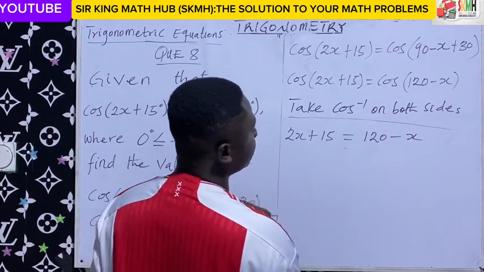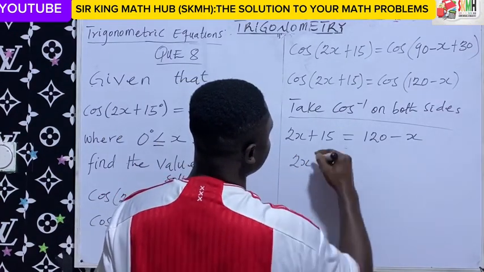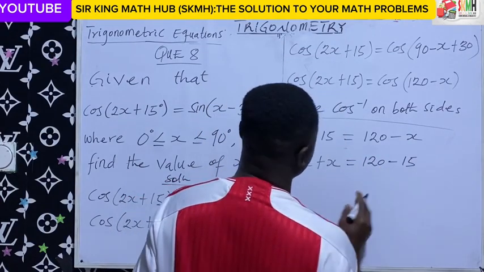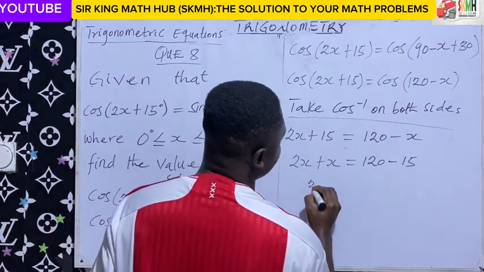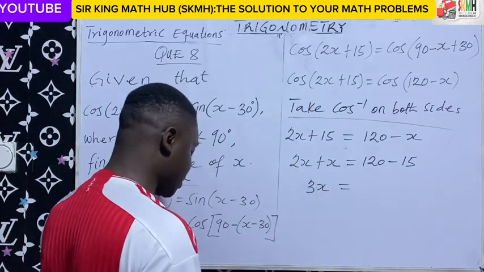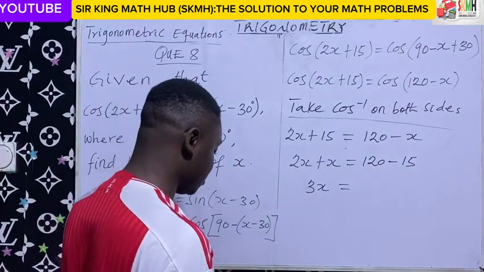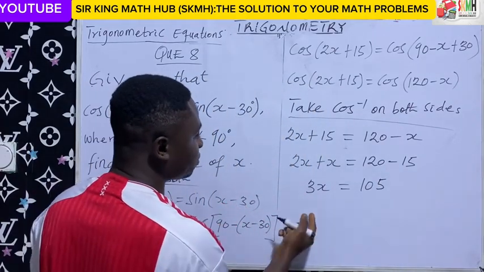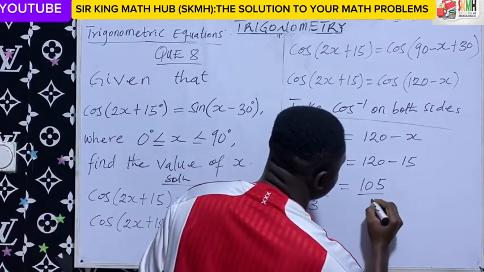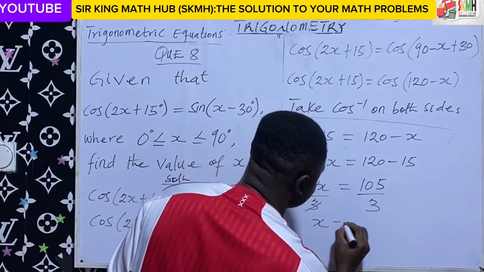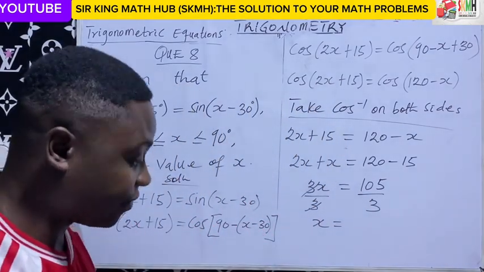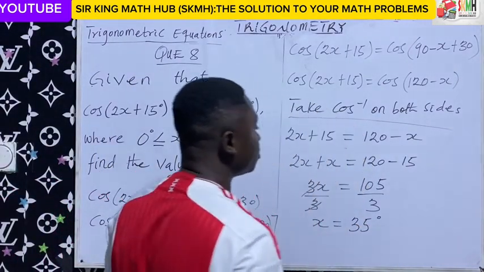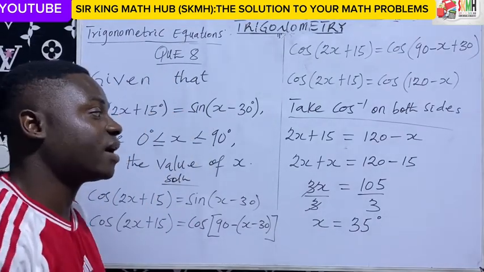So we can group like terms. I'm grouping all x on the left. So 2x plus x is equal to 120 minus 15. So 2x plus x gives us 3x, and then 120 minus 15 is 105. We are almost done. We are looking for x, so we divide both sides by 3. The 3 will cancel out, leaving 105 divided by 3, which is 35 degrees. So the value of x measures 35 degrees.